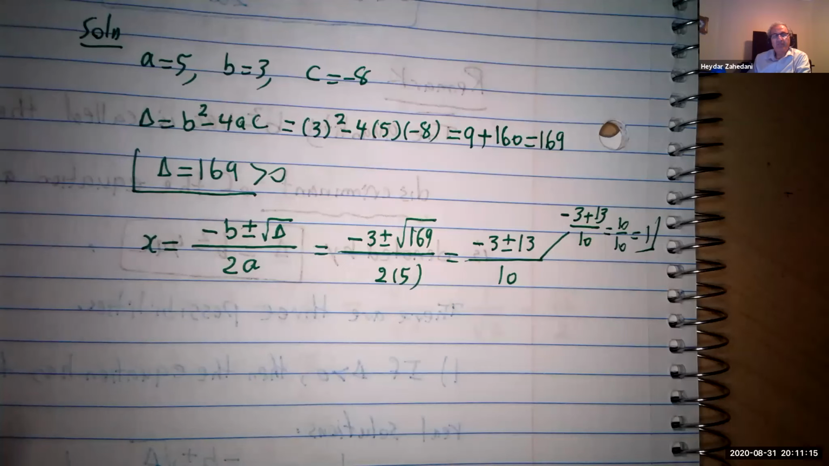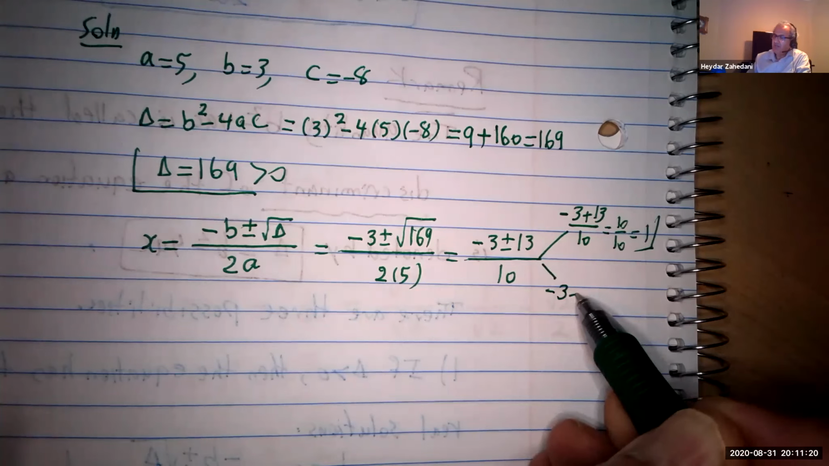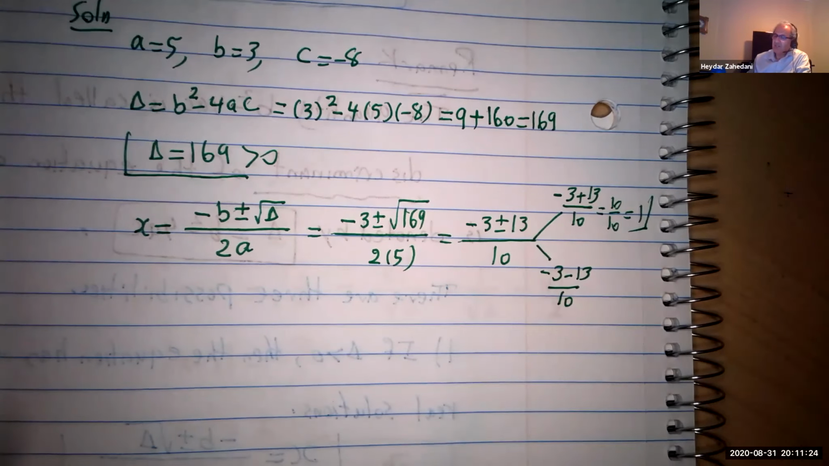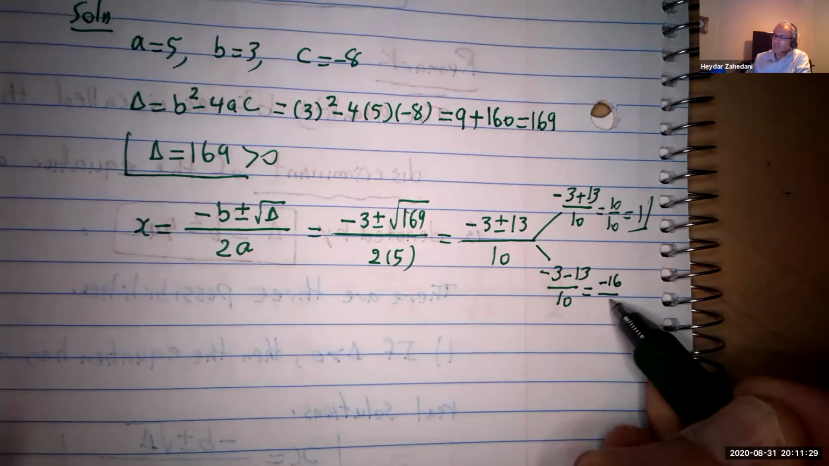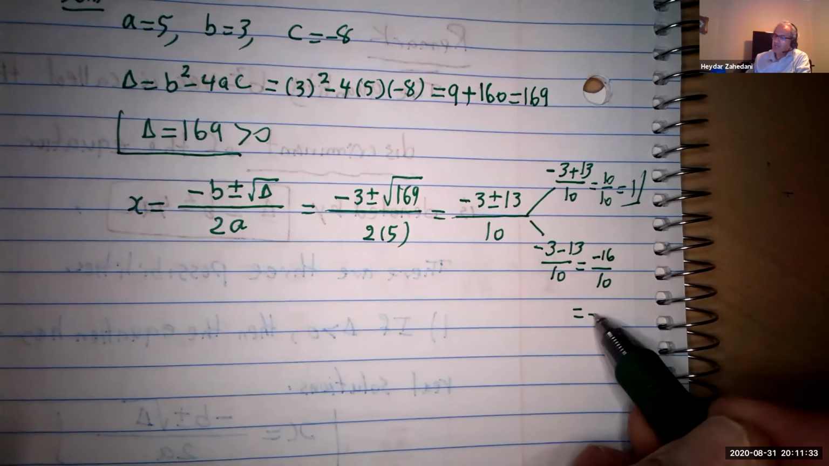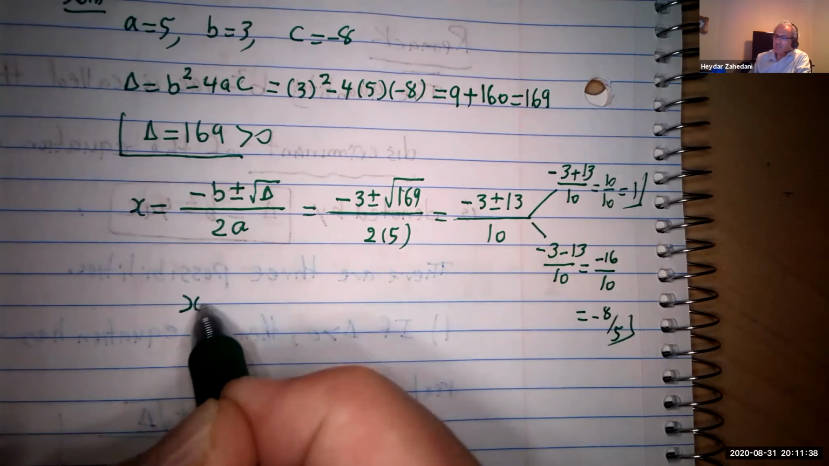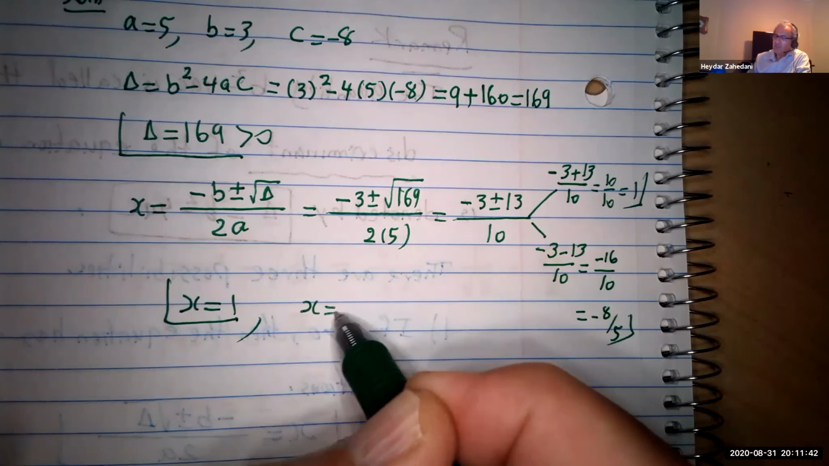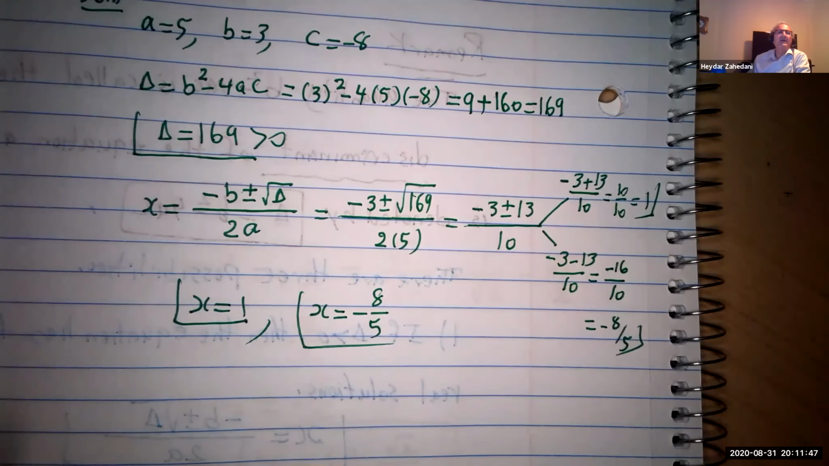So get the second one. The second one would be negative 3 minus 13 over 10. So that gives me negative 16. So the top would be negative 16 over 10. We simplify by 2. So that gives us negative 8/5. So we have two solutions. x equal to 1 is the first one, and x equal to negative 8/5 is going to be the second solution, and you're done.